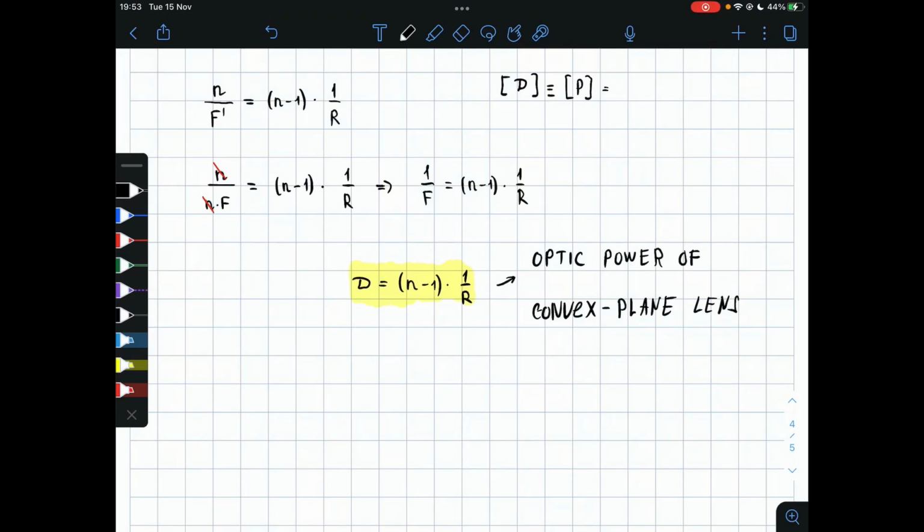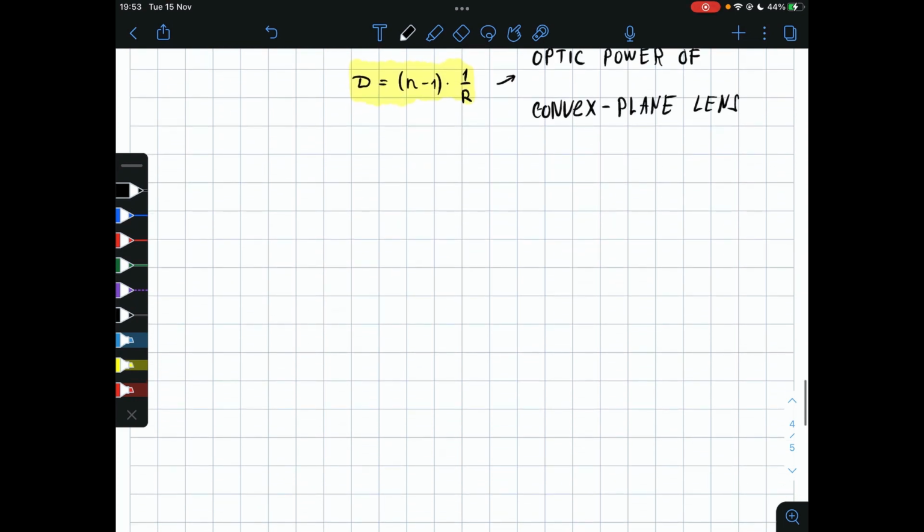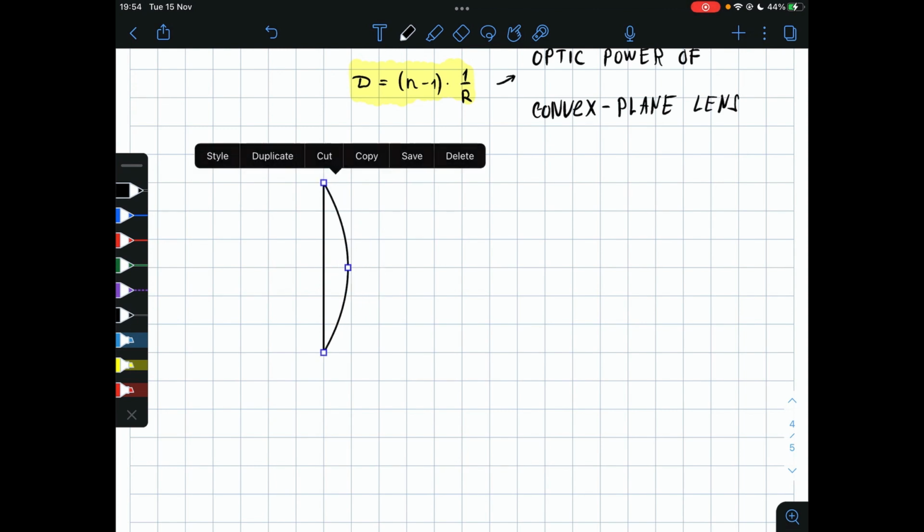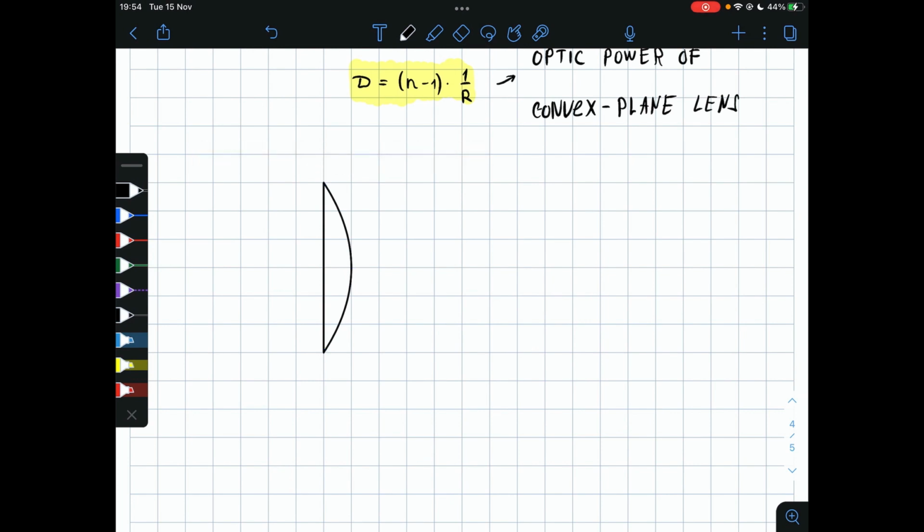Now, what if we change our lens so that it has a first plane surface and the second surface is concave? Okay, let's draw our lens. It will be something like this, and it has its own plane surface. So this is our surface, not plane but concave surface.